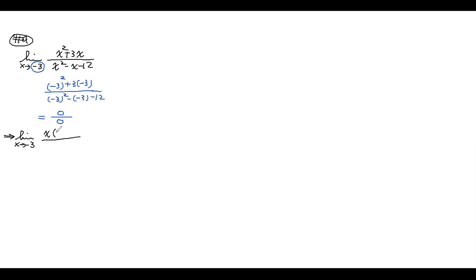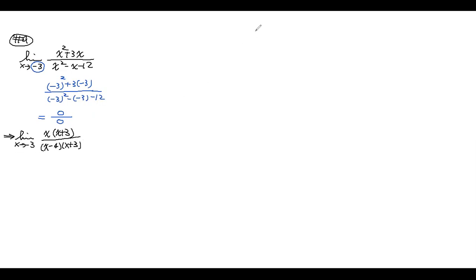So I factor x out of the numerator, this is x times x plus 3. And in the denominator, if you factor, I think this will be x minus 4 times x plus 3.